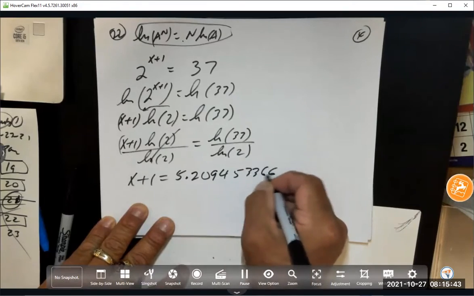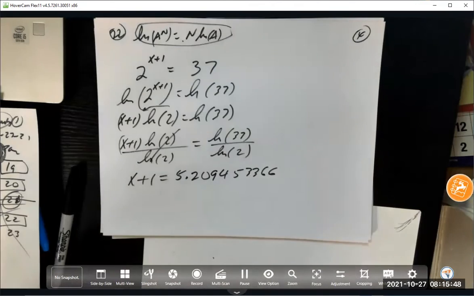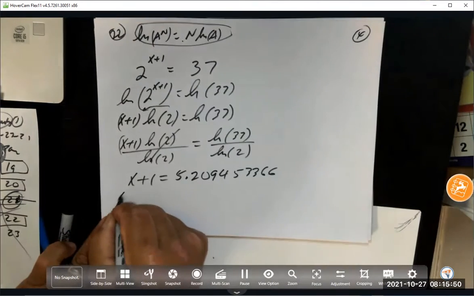5.209453366. Okay, are those numbers okay? Look at my numbers. Is that okay? So now that's what x plus 1 is, right? So easy. Can I just subtract 1 from both sides now?